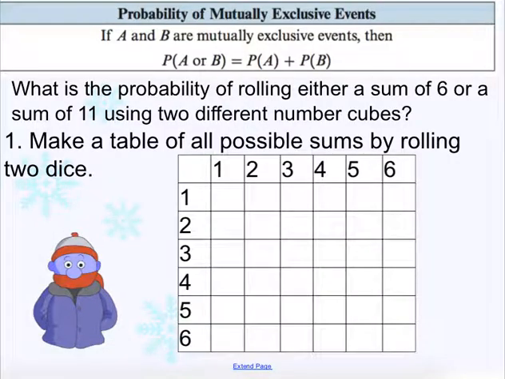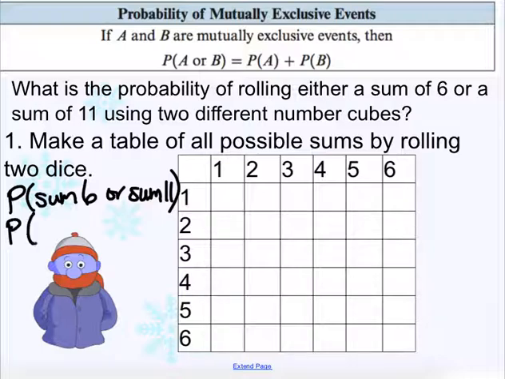Let's look at this bigger example. Now we're rolling 2 dice, and I want to find the probability of rolling either a sum of 6 or a sum of 11. Well, these can't occur together. When we roll 2 dice, we can't get a sum of 6 and a sum of 11 at the same time. That's not possible. So we need to figure out the probability of each one individually. I'll split them out, so I want the probability of the sum of 6 plus the probability of the sum of 11.